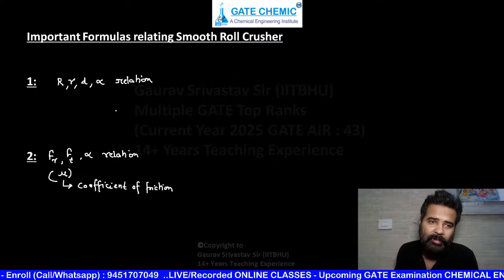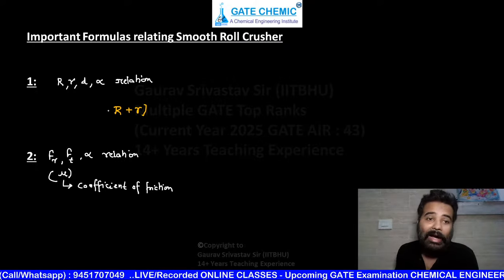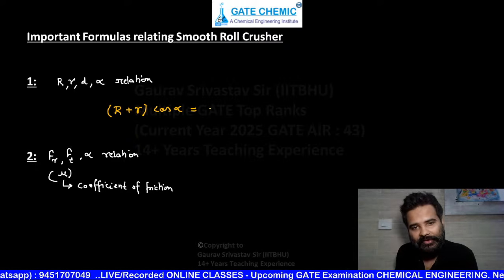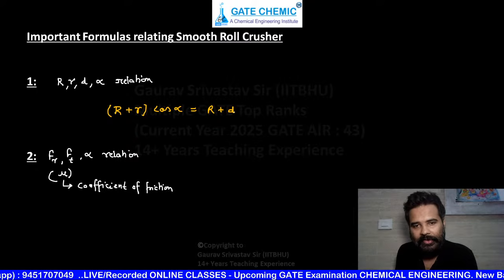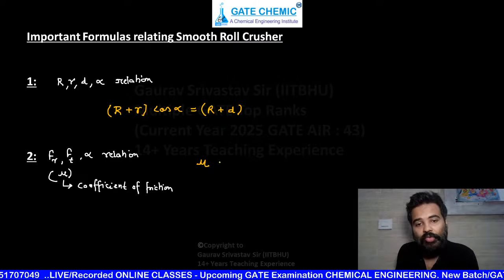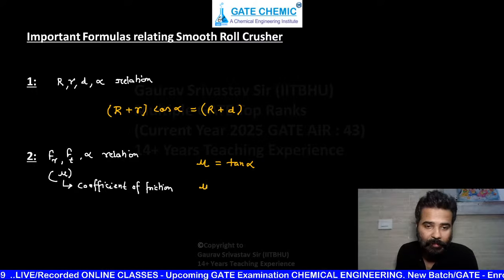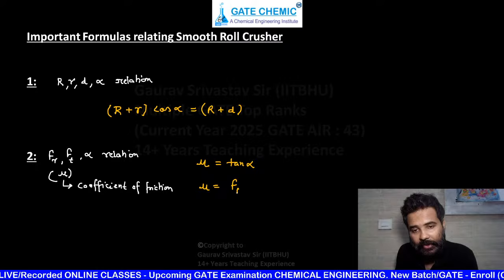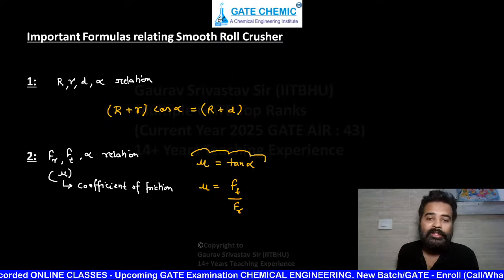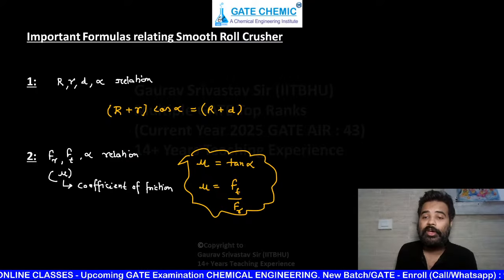So the R, d, alpha relation is very, very easy to remember, beta. If you are writing R here, R plus r, so only R, so cos alpha will come here. And this side just R, then second d. So this is the technique that you can use to remember it. And the second one is mu is equal to tan alpha, where this mu is known as Ft by Fr. So only these equations you need to remember, where mu is the coefficient of friction. Are you able to understand, beta?